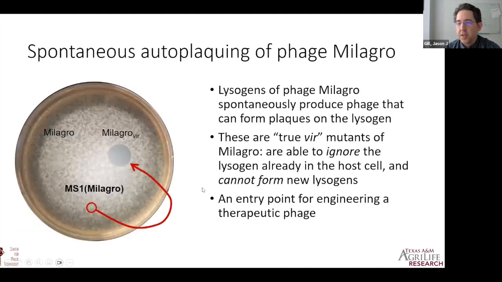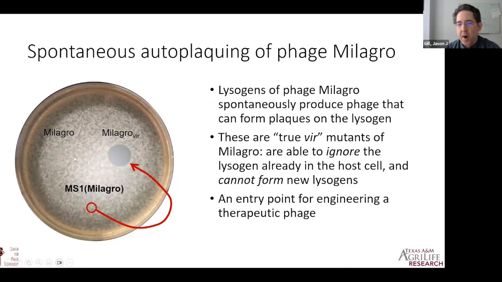The initial interesting phenotype of phage Milagro is that it forms autoplaques. This is something you see in the literature occasionally, but it hasn't really had a lot of explanation for what the deal is with autoplaquing. This is a picture of a lawn of the MS1 Milagro lysogen. No phage was added to this lawn; it's just the lysogen. You just plate it out by itself, and it spontaneously generates tons and tons of plaques on the plate, anywhere from a few hundred to a few thousand plaques.